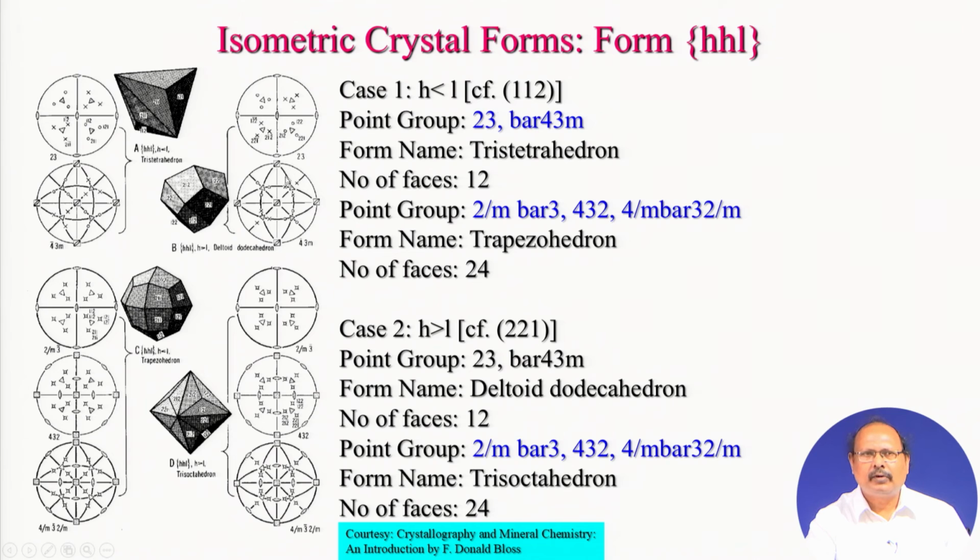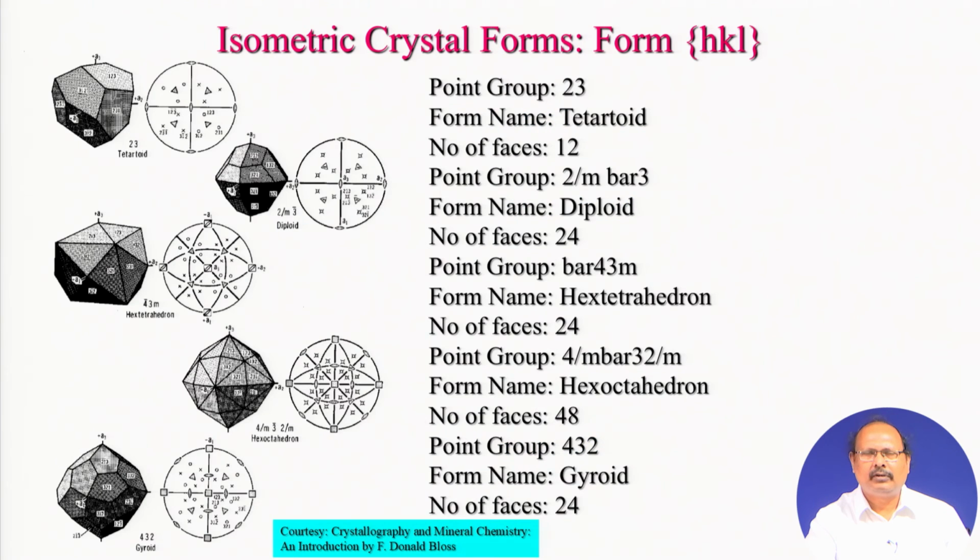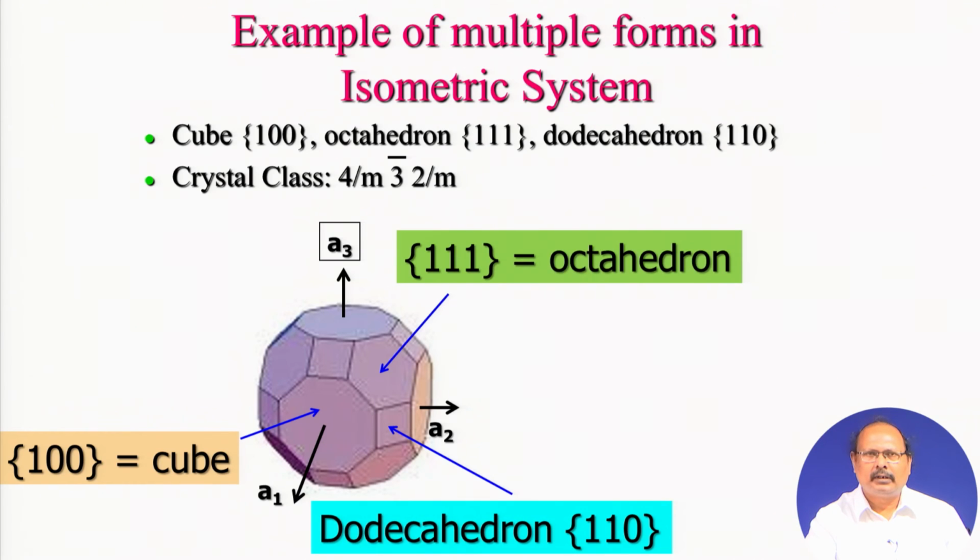here. So, you have 4 types that we have studied here: tris tetrahedron, trapezohedron, deltoid dodecahedron and tris octahedron, and the general form symbol HKL. So, we have 5 varieties that we have studied here. Now, let us go to the crystal form here in the isometric system.